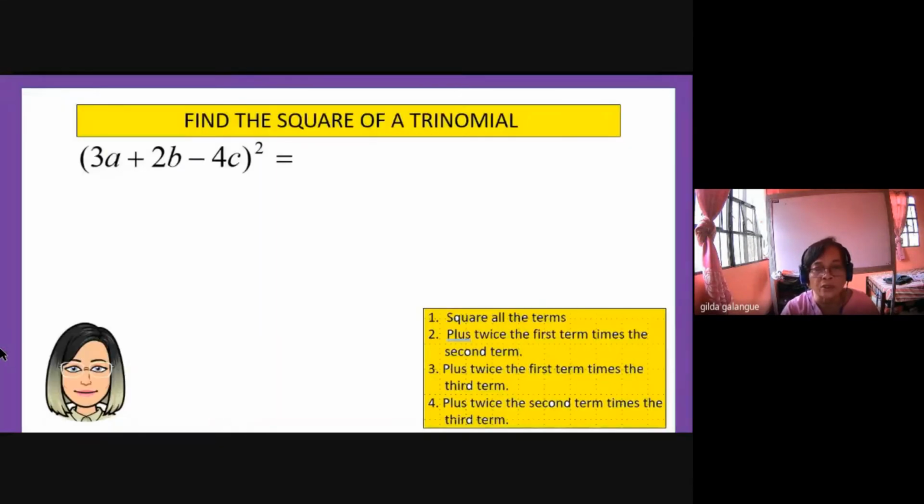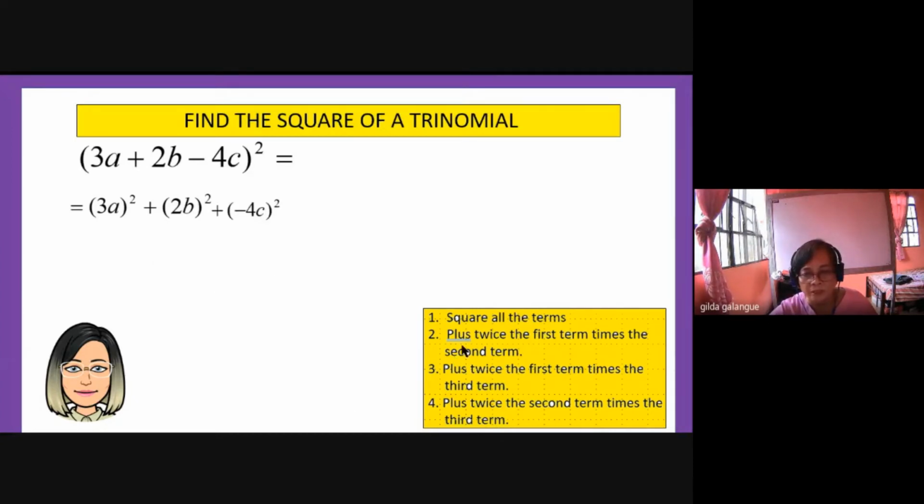Now we will continue. We are in the given 3a plus 2b minus 4c quantity squared. So we need to square a trinomial. What is our first step? Our first step is to square all the terms. So it means that we need to square 3a, we need to square 2b, and we need to square negative 4c. We have this one. So 3a squared, 2b squared, and 4c squared.